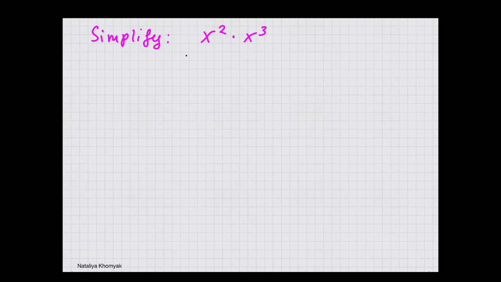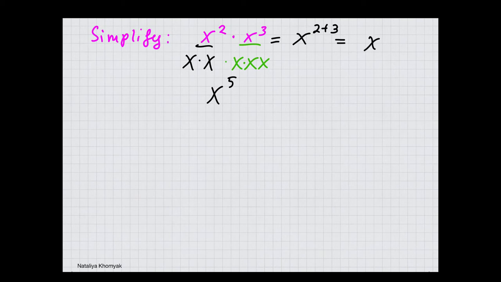Now you can't do it this way: x times x, to the right, x to the second times x, to the right, x to the third, and then you can count how many x's there are, which is 5 in total. However, you can skip this step, especially if you have large exponents. You want to skip this step by taking the base and just adding exponents, and we get x to the 5, and this is our answer.